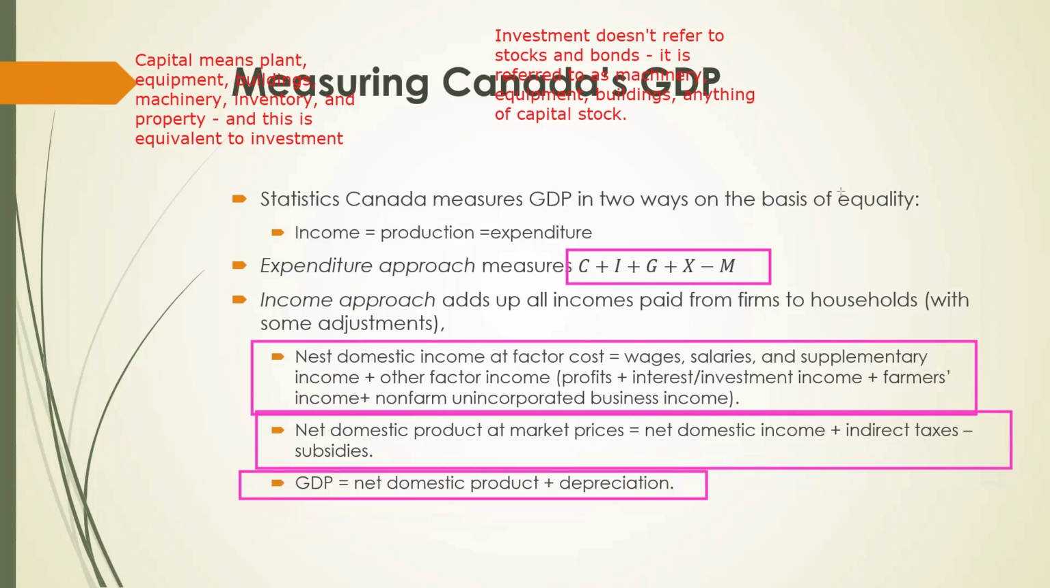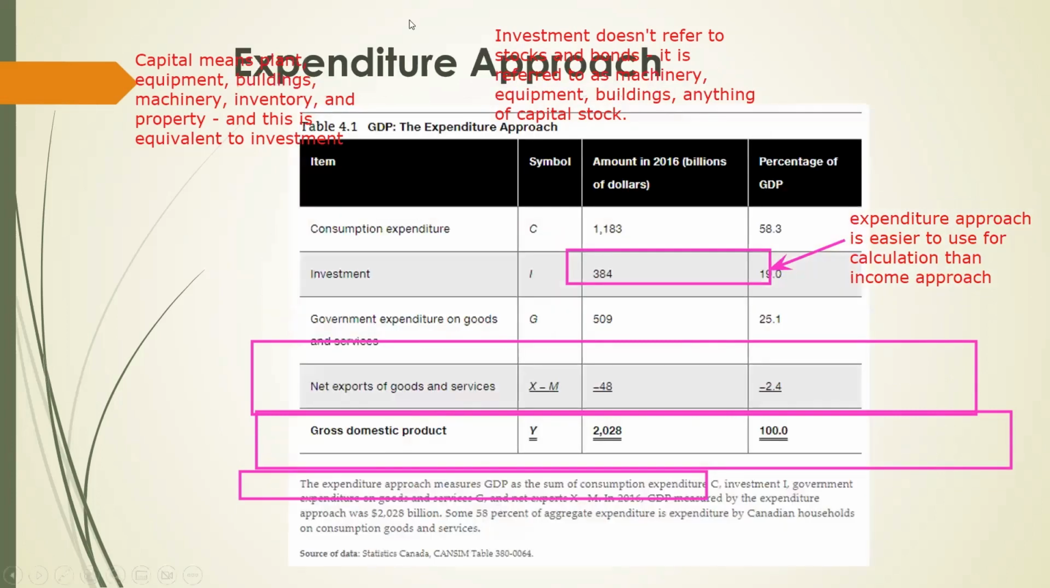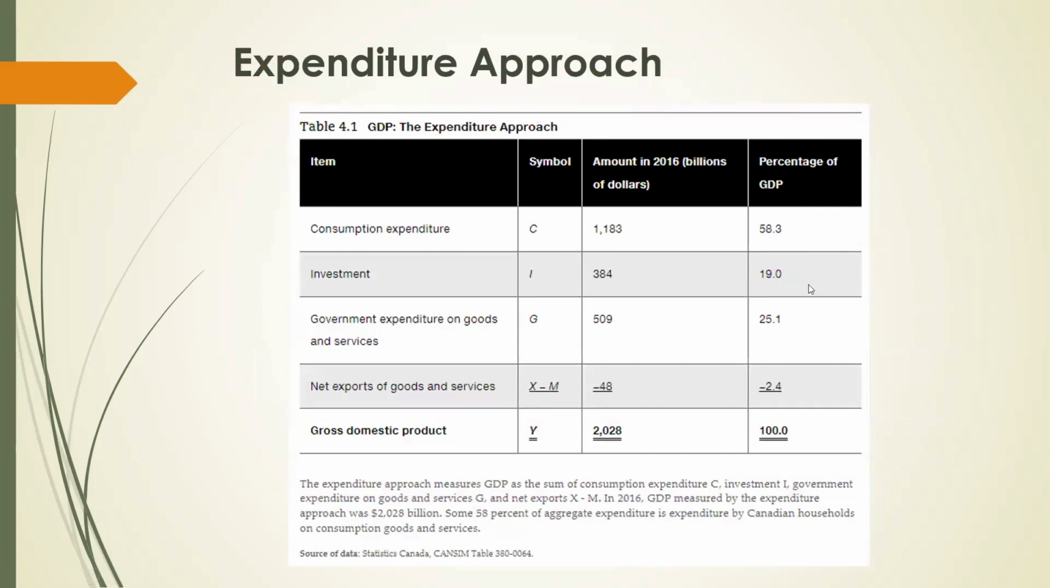The expenditure approach is easier to use for calculation than the income approach. So in this case, with the expenditure approach, you add up all these things together, except you take away the X minus M.